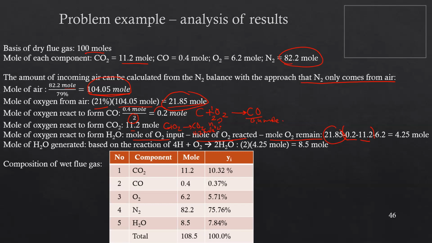And we have the remaining oxygen. The remaining oxygen can be calculated from here, based on the moles of each component. We have 6.2 moles of oxygen, based on the percentage given in the problem multiplied with the basis of 100 moles. So we have 6.2 moles of oxygen remaining. Then the moles of oxygen which reacted to generate the water is 4.25 moles.